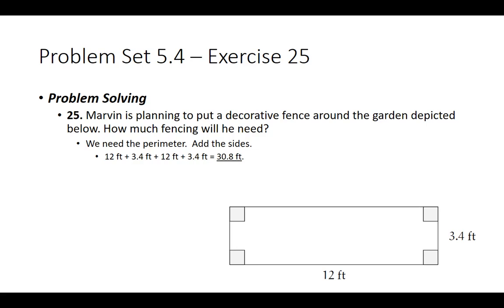So just because we did area most recently doesn't mean everything is going to be area. We need to be able to determine, do we need perimeter or do we need area? Here we need the perimeter because it's the distance around. So we add the sides. Let's start in the bottom left. 12 plus 3.4 plus 12 plus 3.4 gives us 30.8 feet.